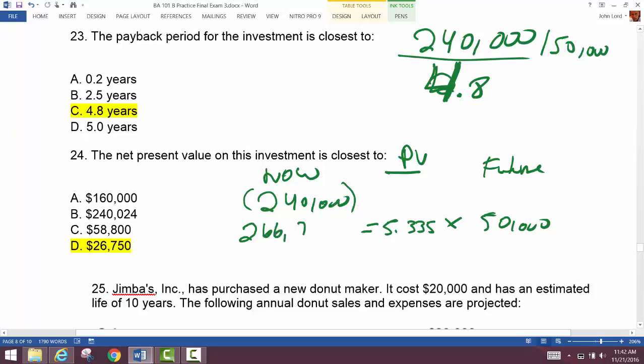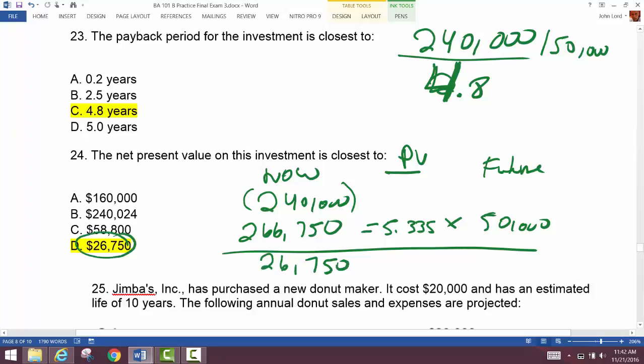266,750, you say? So that's the inflow, right? Okay, and so when I do this, I get what? 26,750? Okay, so hey, yeah, payback's easier, but net present value isn't exactly going to kill us, right? In terms of calculations.